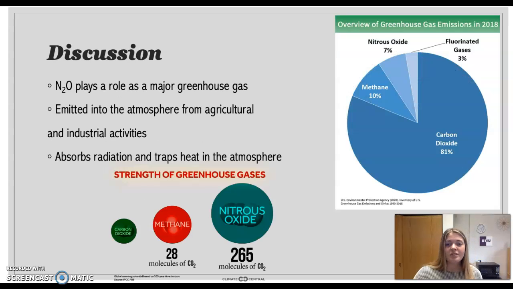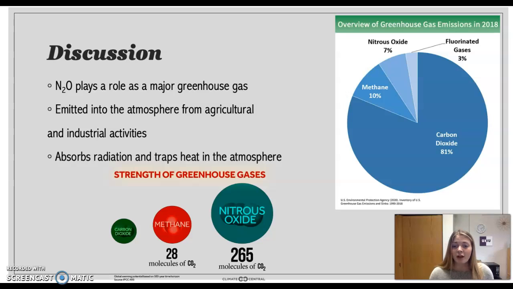When it's not being used as a medical anesthetic, it plays a major role as a greenhouse gas. Nitrous oxide is emitted into the atmosphere from agricultural and industrial activities, but only about a third of the emissions of nitrous oxide come from human activity. The rest are due to natural processes that put it into the atmosphere. When it's in the atmosphere, it absorbs radiation and traps heat.